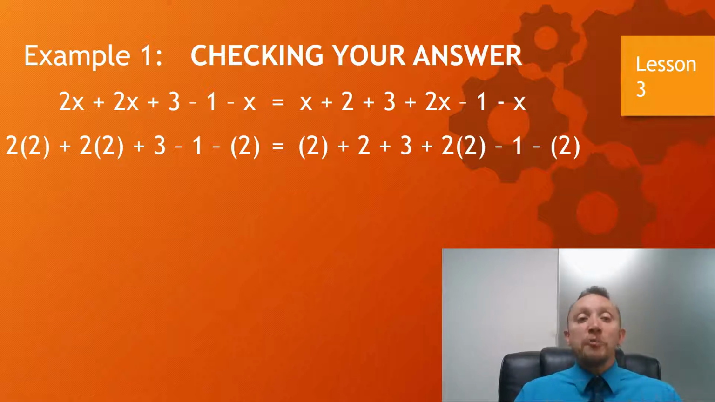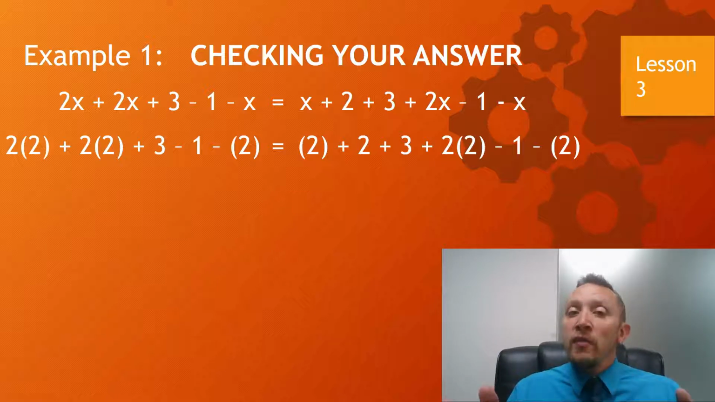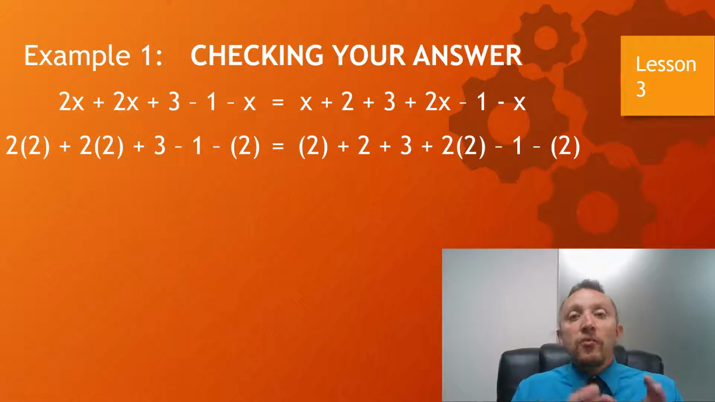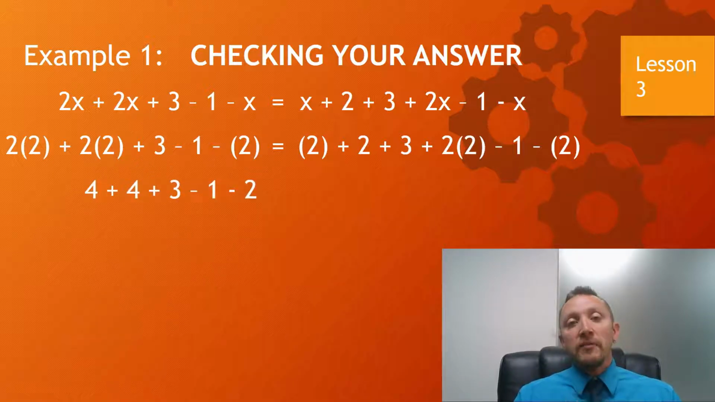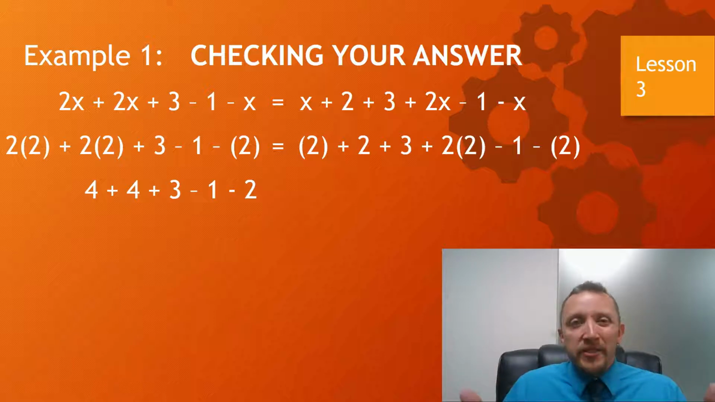All right, so now we're going to simplify the left and right side. Now, how do we know if we have it right? If the left side and the right side are the same, we know that we have the correct answer. So let's see what happens. When we simplify some of this on the left side, 2 times 2 would be 4. The other 2 times 2 would be 4. And then at the end there, the minus in the parentheses 2, that's just minus 2.